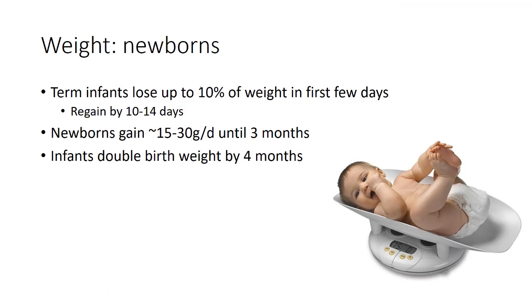So newborns grow pretty quickly, as you can imagine. Interestingly enough, they do lose around 10% of their weight in the first few days of life, because they have a lot of fluid, but they should definitely regain their weight by 10 to 14 days of life. And generally, our rule is that they should gain between 15 and 30 grams a day for the first 3 months of life. Look at this, they double their weight by 4 months, so they are growing quickly.